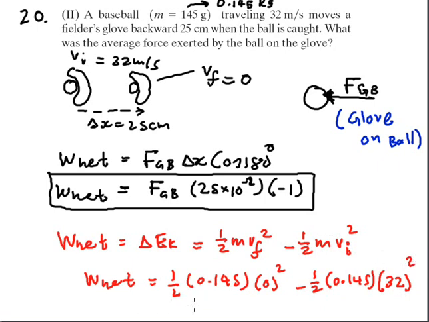Okay, so basically what we end up with is an expression that W net is equal to minus a half times 0.145 multiplied by 32 squared. And we'll continue on the next slide. Okay, I've just tidied up the expression before moving on.